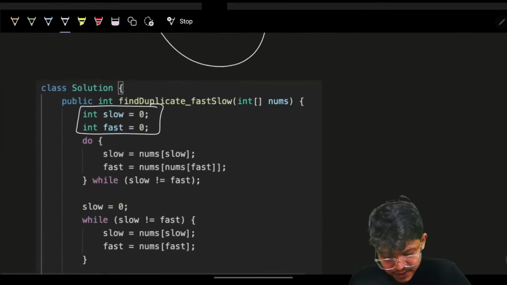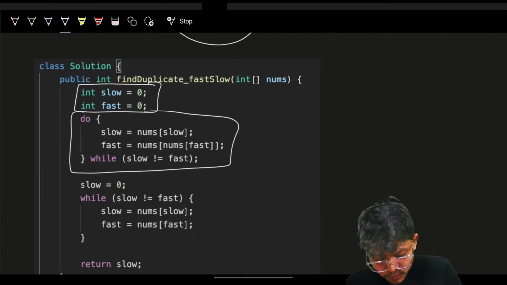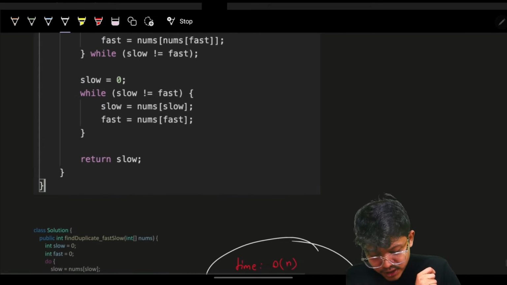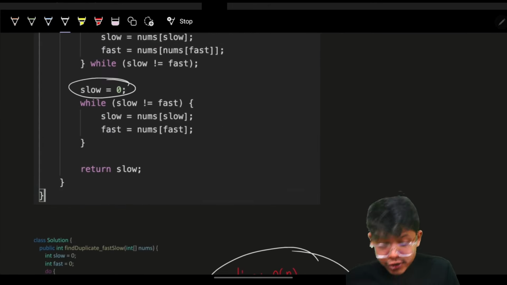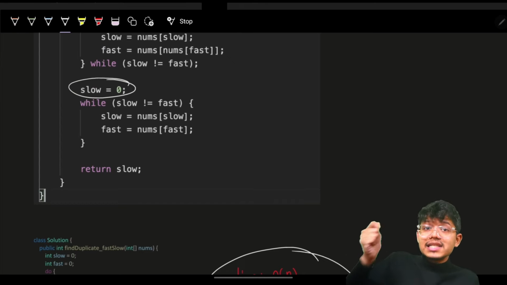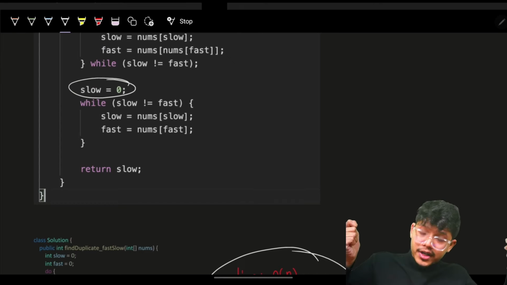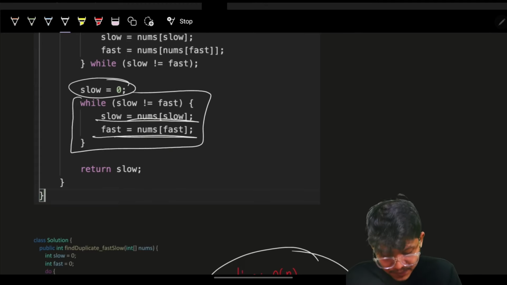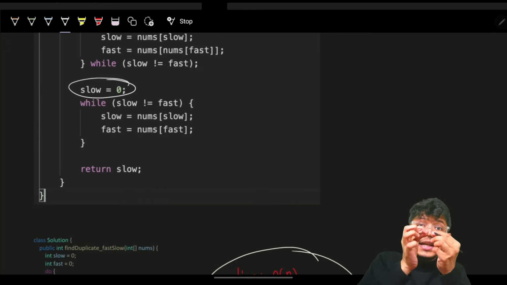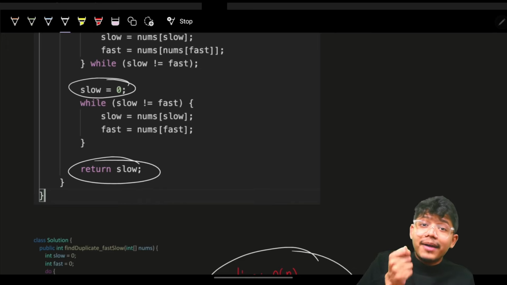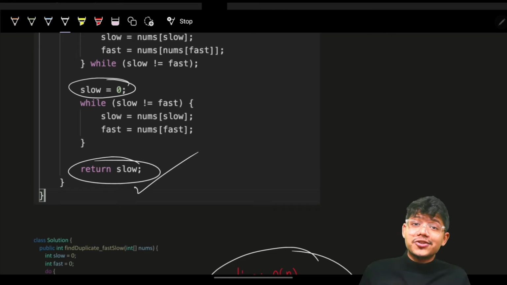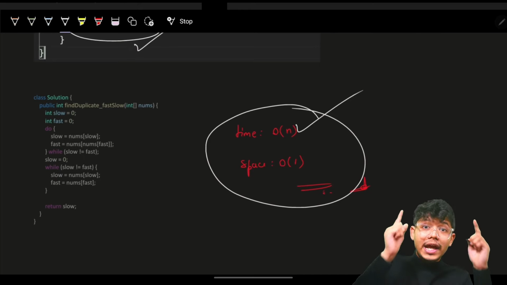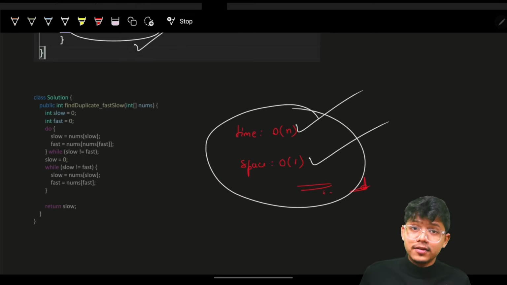So if I come back, I will use a do while loop to make my slow and fast both reach my meeting point. As soon as both have reached the meeting point, I'll initialize my slow to 0, saying my slow is at the starting point now, and my fast is at the meeting point itself. I'll again move both slow and fast one step equally, so that both of them meet at the intersection point, which is nothing but my duplicate value. And that's how I can reach the answer with just O of n time, because you are going over every element exactly once, and space is O of 1.